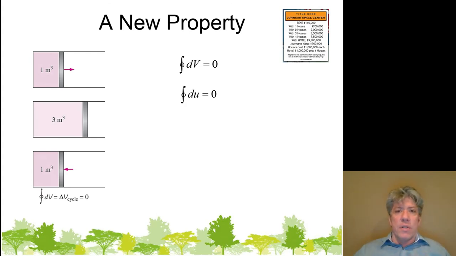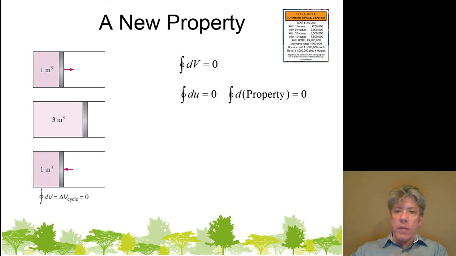That's just the definition of the cycle, right? All of the properties of the system come back to where they were. There's no change in them. And the interesting thing is, not only is there no change, but if you were to add up all the differential changes along the process path, what you would find is that integral would be zero. That's a fundamentally different thing than saying just take the difference between the initial and final state. What this means then is that if we integrate over a cycle any property, we will get zero.